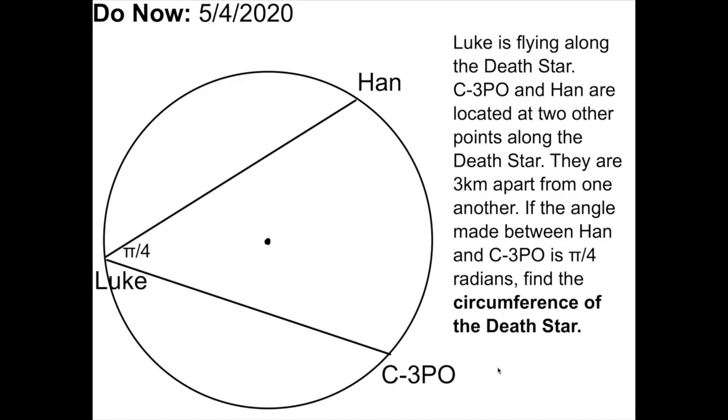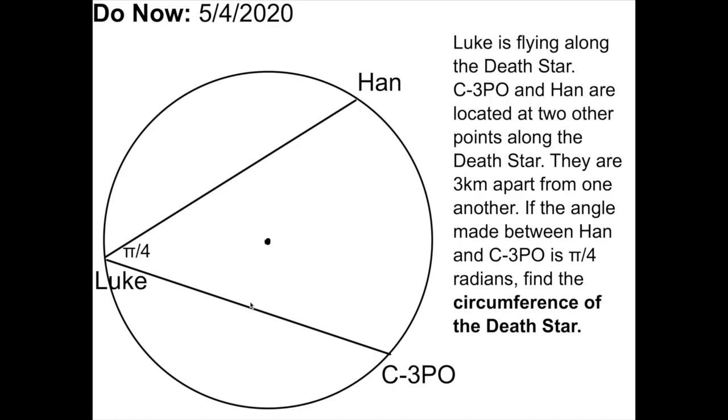So here's my problem for you today, and this is for Monday, May 4th. And as I say, may the 4th be with you. So, Luke is flying along the Death Star. C-3PO and Han are located at 2 points along the Death Star, which you can see here. They are 3 kilometers apart from one another. If the angle made between Han and C-3PO is pi over 4 radians, find the circumference of the Death Star.